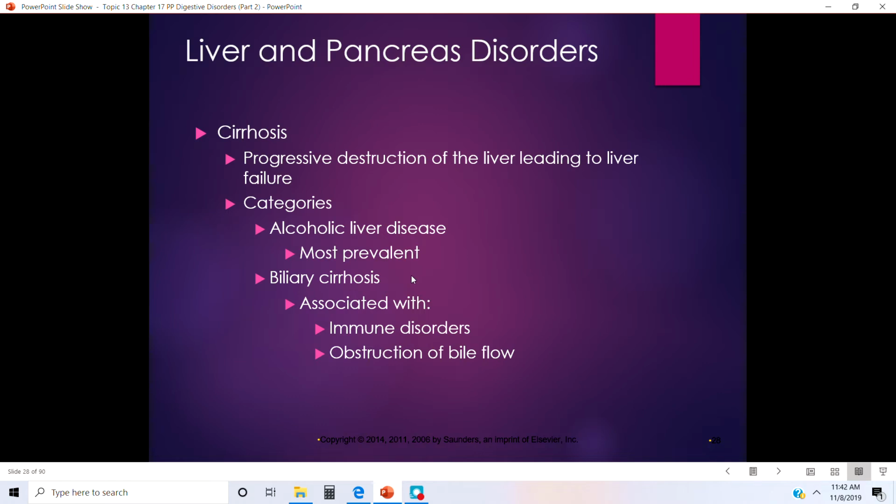Then there can be biliary cirrhosis. Whenever you hear biliary, think of the bile ducts. So maybe there's an obstruction of the bile flow. Gallstone, that type of thing, or there's a stricture, a narrowing of one of the bile ducts. It can even be caused by an autoimmune disorder. Okay, so that would be known as biliary cirrhosis. And so the first one is alcoholic liver disease and then biliary cirrhosis.